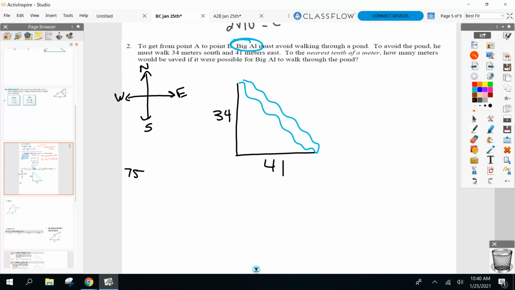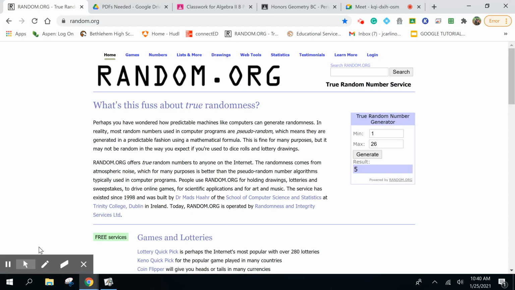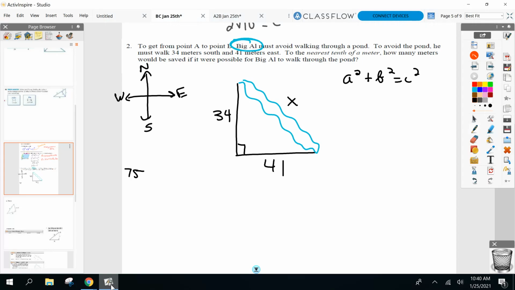How can I find how long the pond is? There you go, Pythagorean theorem. That's where the use of the Pythagorean theorem comes into play. A squared plus B squared equals C squared. Turn it back to you guys. What are my numbers going in for the Pythagorean theorem? Hannah, what numbers do you want me to plug in? 34 squared plus 41 squared equals C squared. Good job.